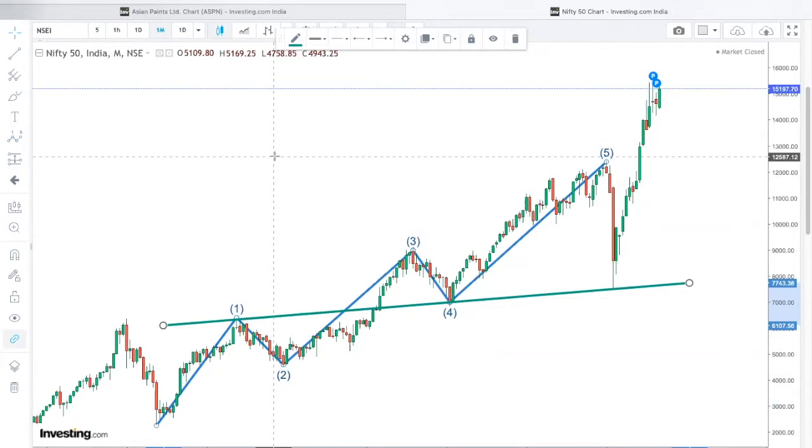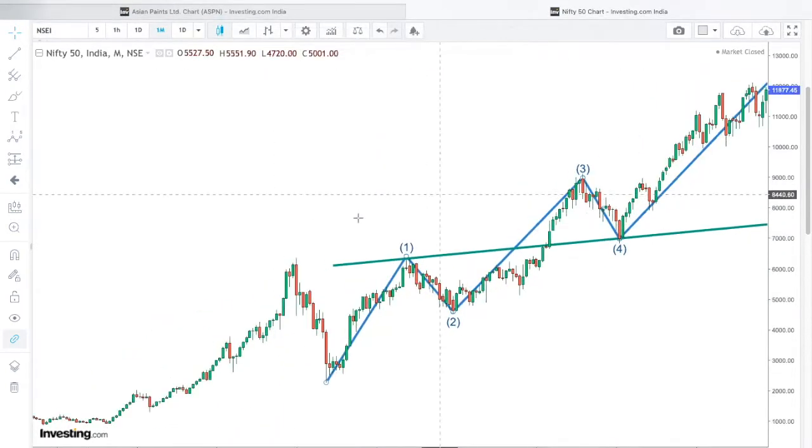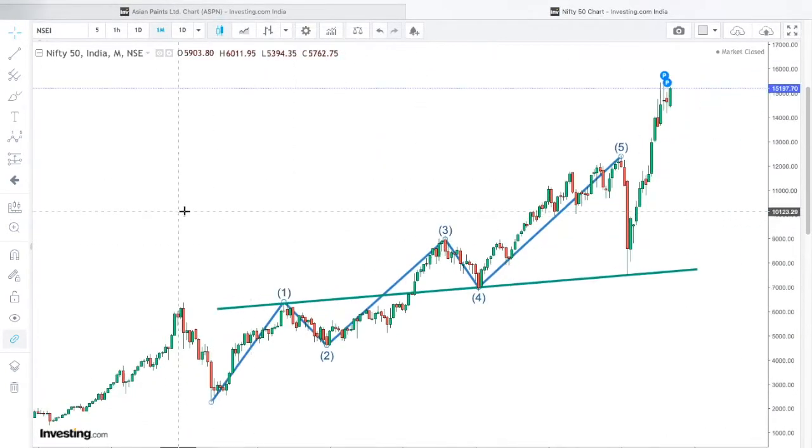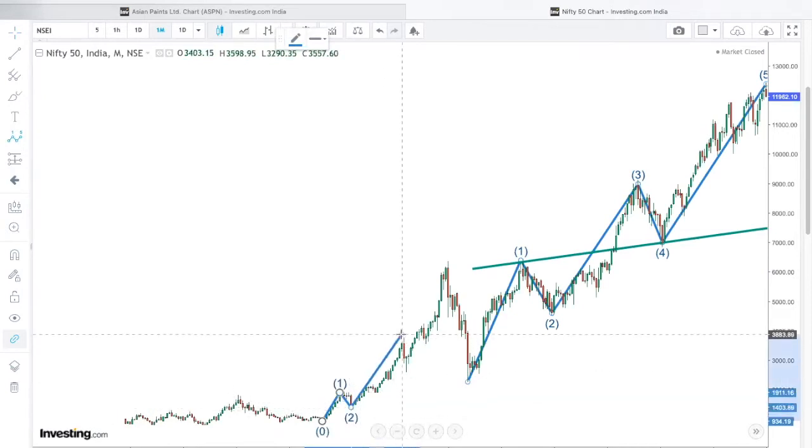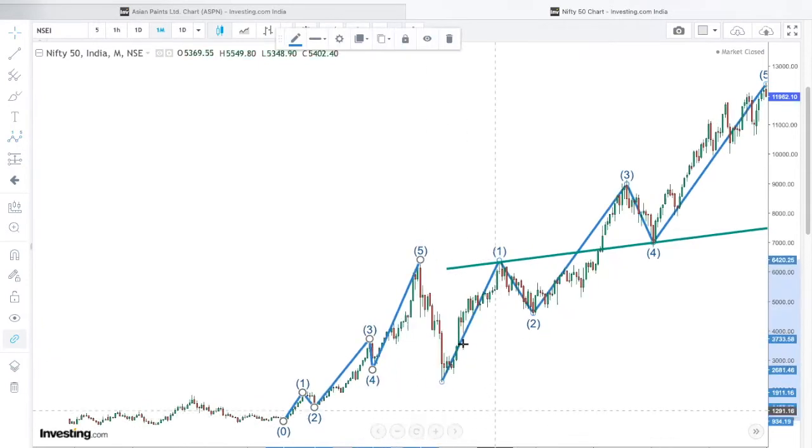Is the target hit? Yes, exactly. It has been hit. This is one of the examples. Next example, I'll show here itself. What Elliot has told is that the market will move in a 5 wave direction. Can you see wave 1, wave 2, wave 3, wave 4, wave 5? After wave 5, the market is going to collapse.